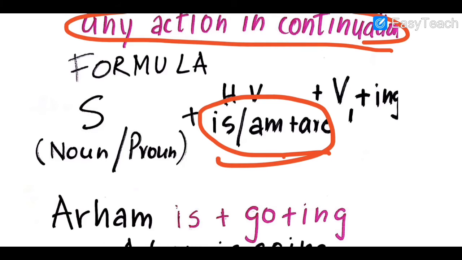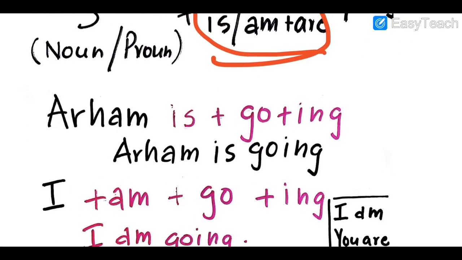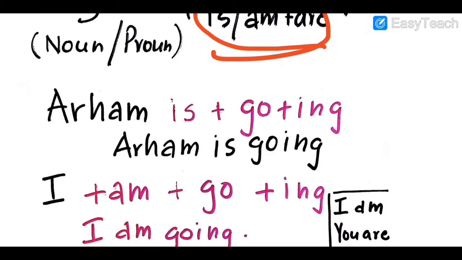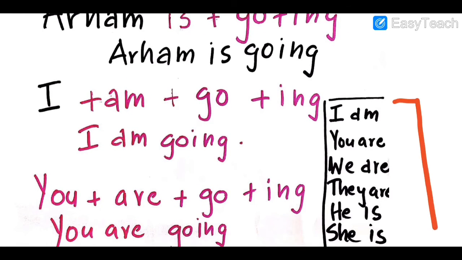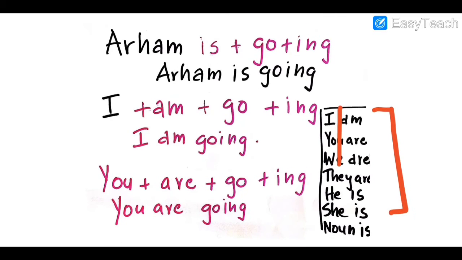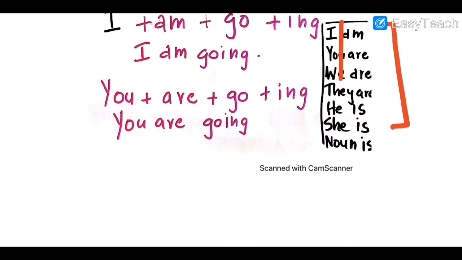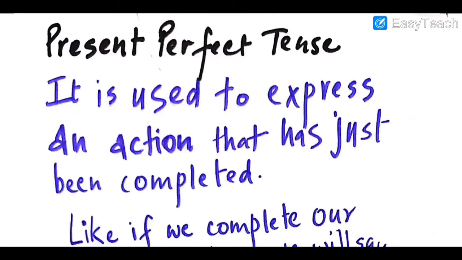If the subject is a noun, so Arham, I will use is plus go plus ing. So Arham is going. I am going. You are going. You have to remember this: I am, you are, we are, they are, he is, she is. And if it is anybody's name, it will be is. So have you understood this?